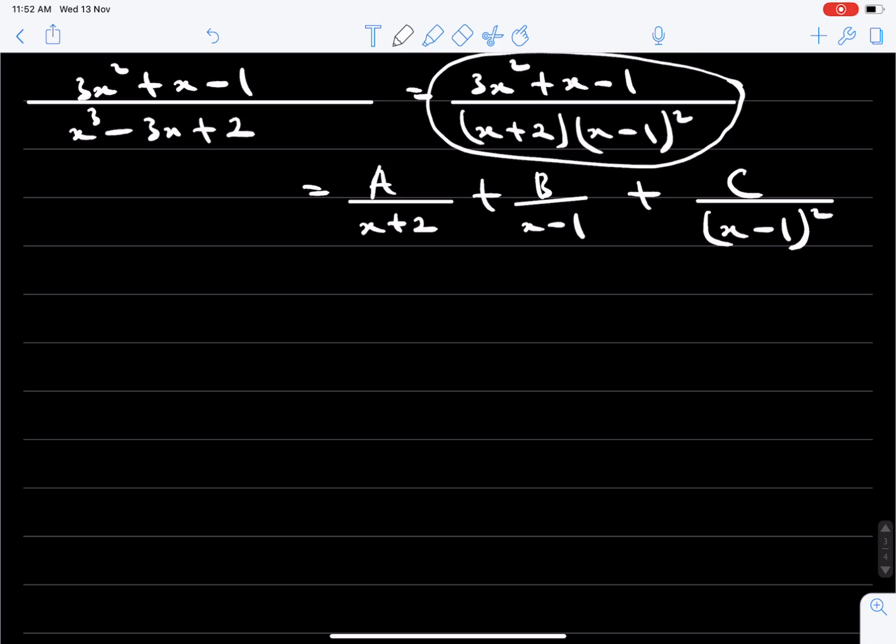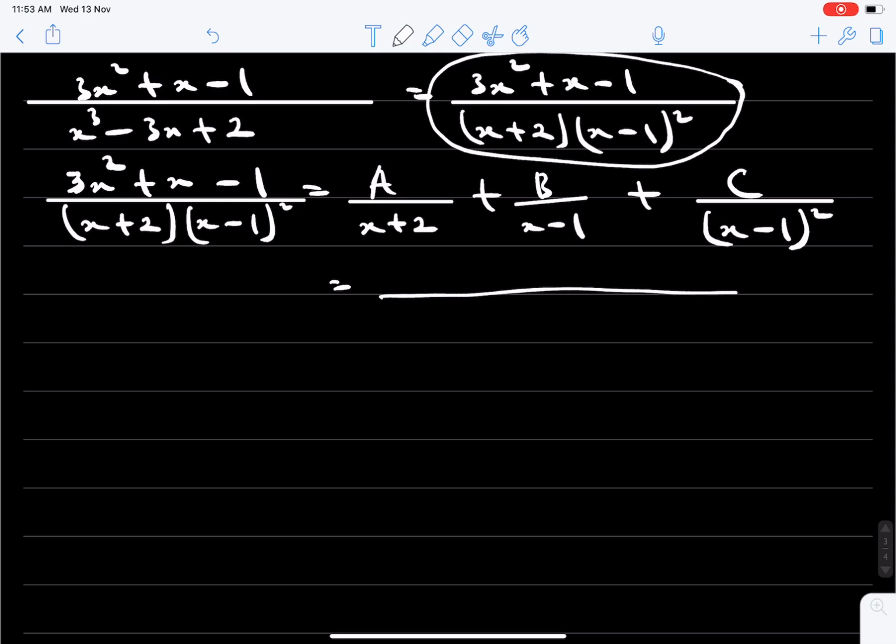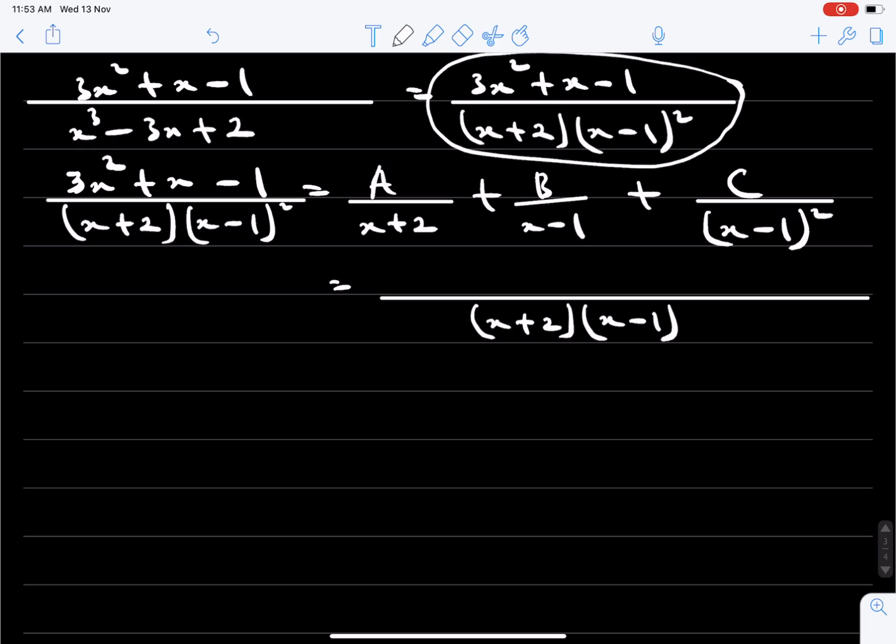And this simply means, I think I want to write that for clarity, 3x squared plus x minus 1 divided by x plus 2 times x minus 1 squared. So the LCM of the denominators is x plus 2 times x minus 1 squared.